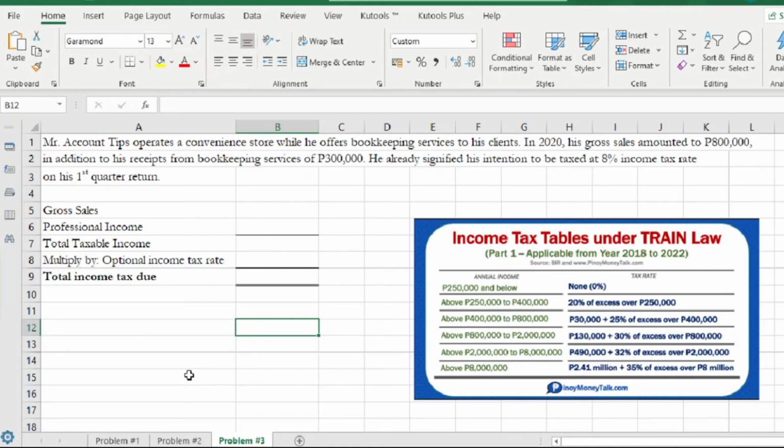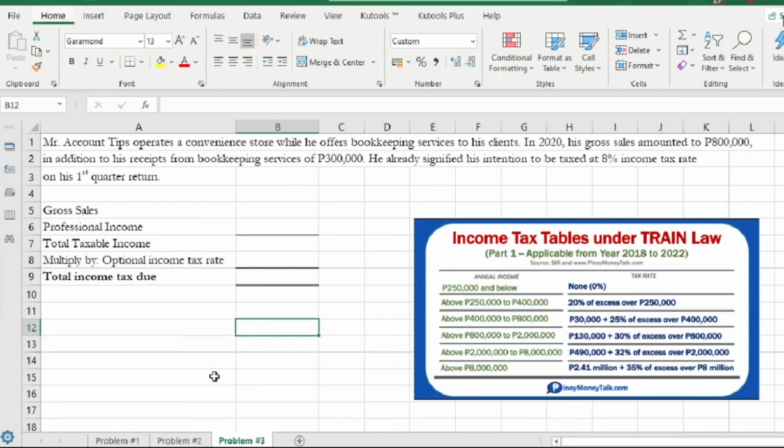According to the TRAIN Law, self-employed and/or professionals (SEP) can opt to be taxed at 8% of their annual sales or receipts and non-operating income instead of following the income tax table. This is called the optional 8% income tax. It must be noted that in order to avail this optional 8% tax, the income taxpayer must signify his intention to be taxed at 8% in his first quarter income tax return, and the income taxpayer's gross receipts, gross sales, and non-operating income must not exceed 3 million pesos.